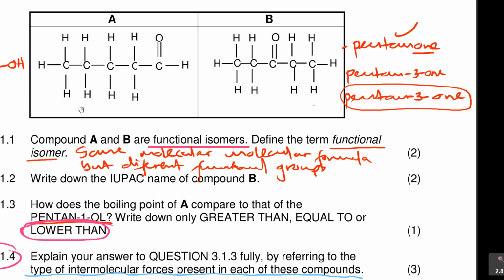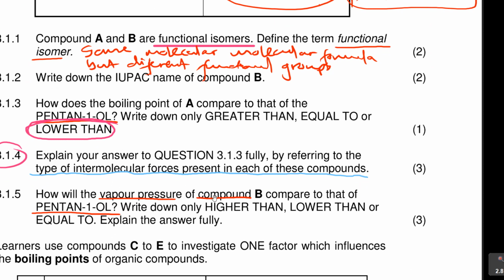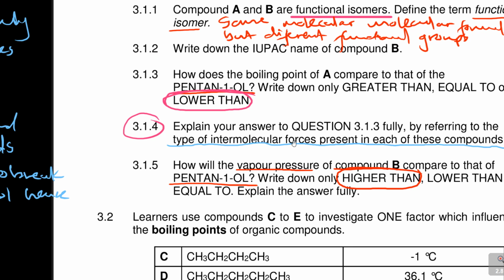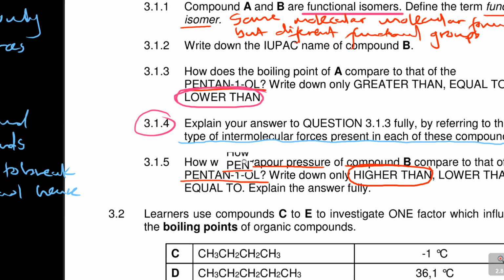Pentanol and compound B. So you can see this one has a higher vapor pressure. It's B. So they are saying here, how does the vapor pressure of compound B compare to that of pentanol? Only higher than, lower than. It is higher than the vapor pressure of pentanol. B has a lower boiling point. And then fully explain your answer. Again, you can use this scenario, this one on top here, to say it's linked to the intermolecular forces.